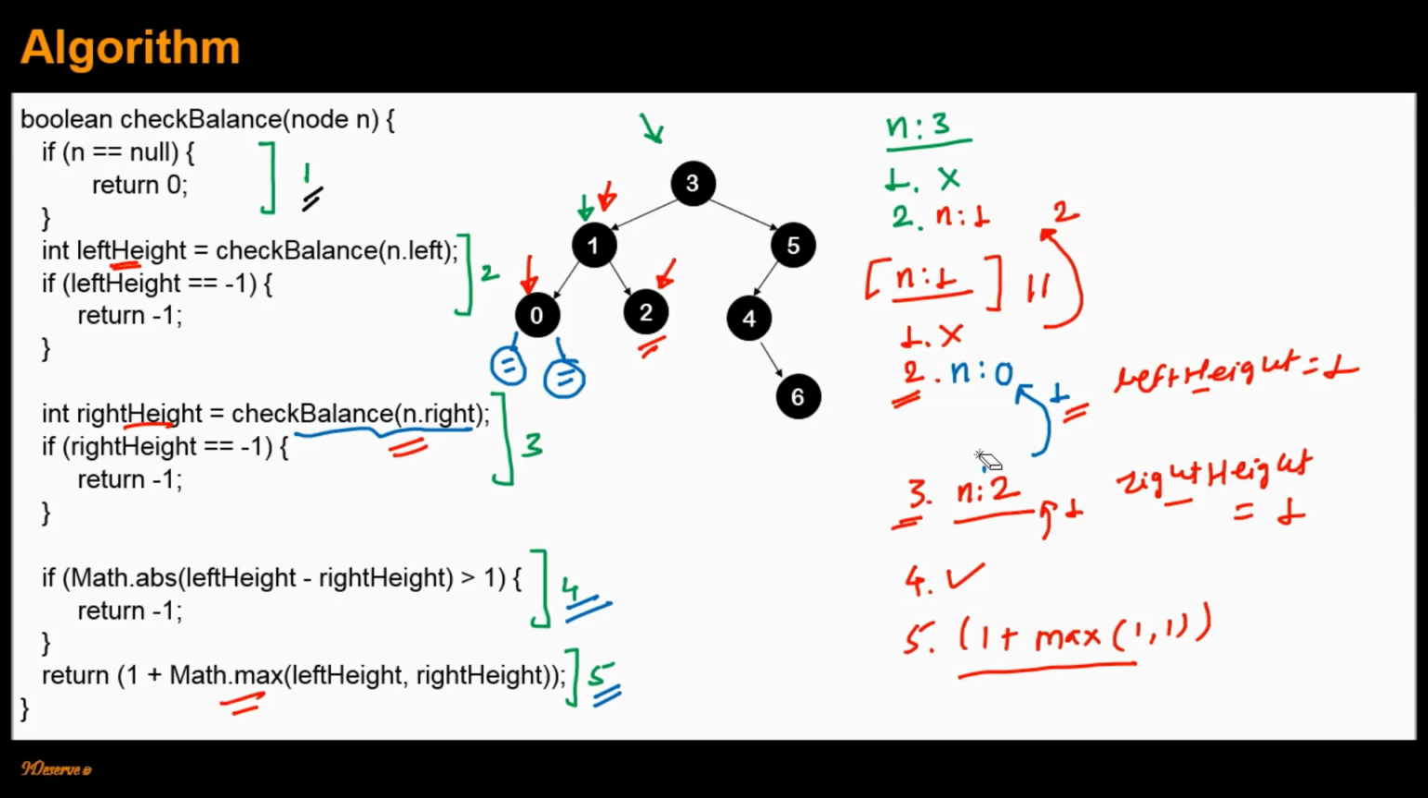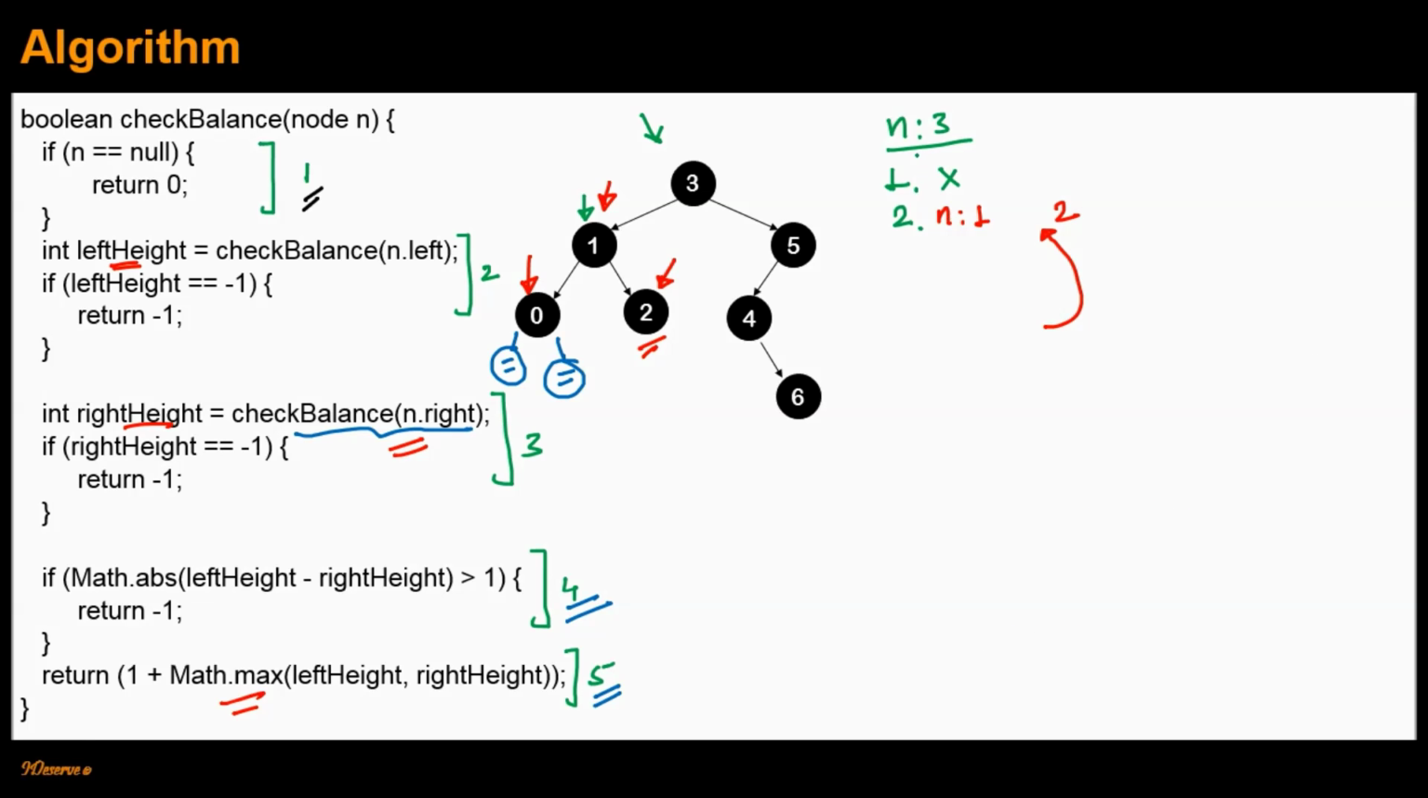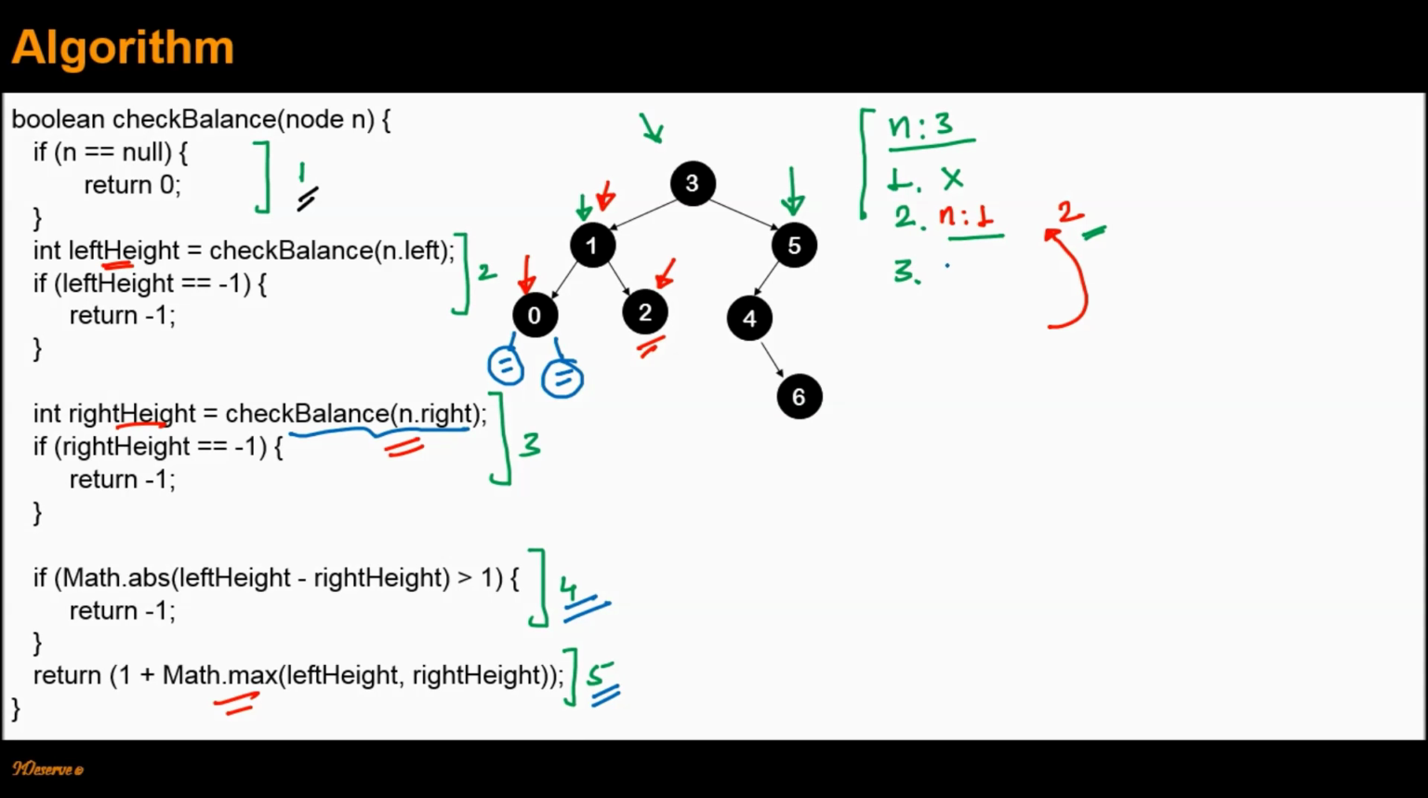I'll erase the completed call sequence now. Now we are back in the call sequence where current node n is node 3 and step number 2 has returned 2 to indicate that the left subtree, which is rooted at node 1, is height balanced. Now in step number 3, a recursive call is made with current node as node 5 to check if the subtree rooted at node 5 is height balanced or not.